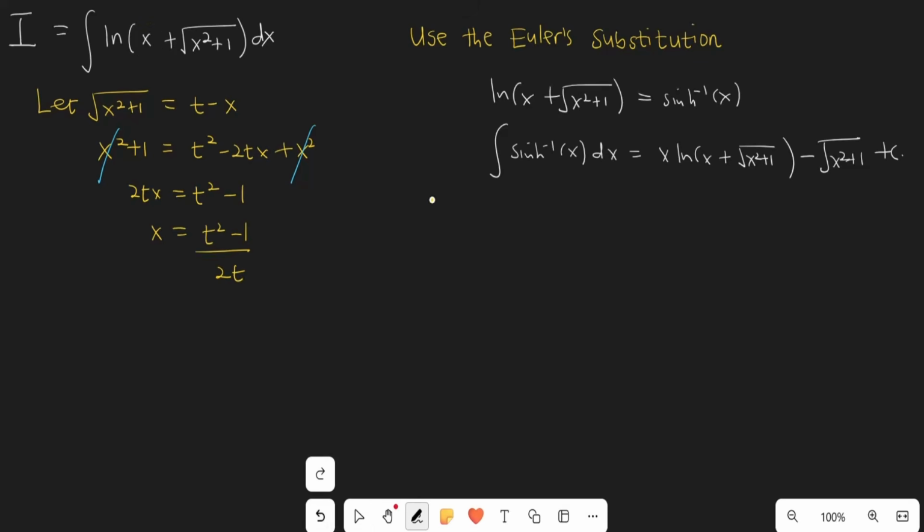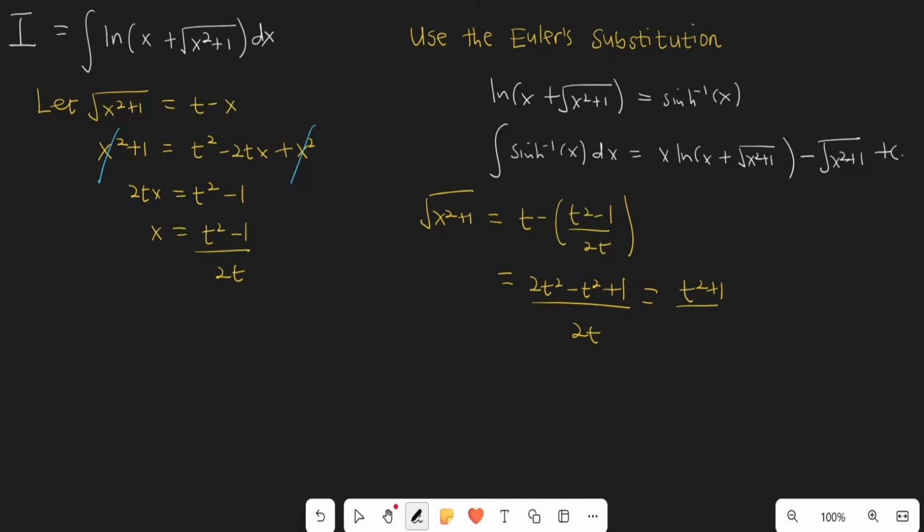Now let's find an expression for the square root of x squared plus 1 in terms of t. The square root of x squared plus 1 is t minus x, and x is t squared minus 1 all over 2t, and this equals 2t squared minus t squared plus 1 all over 2t, which is equal to t squared plus 1 all over 2t. This is the same as the square root of x squared plus 1.